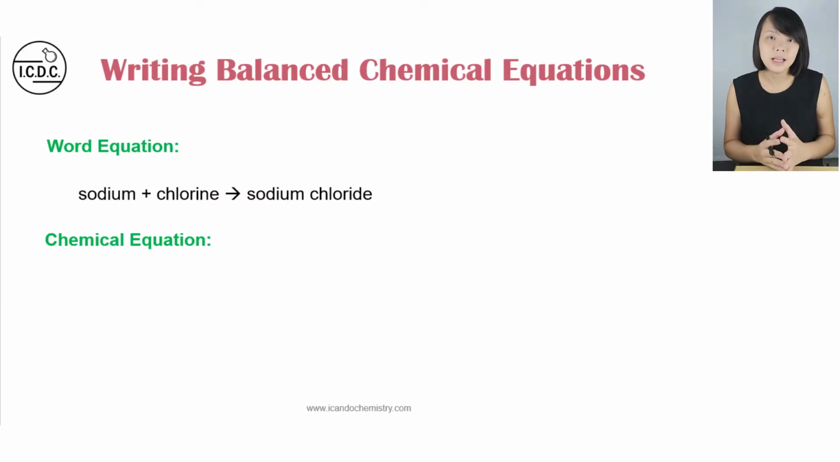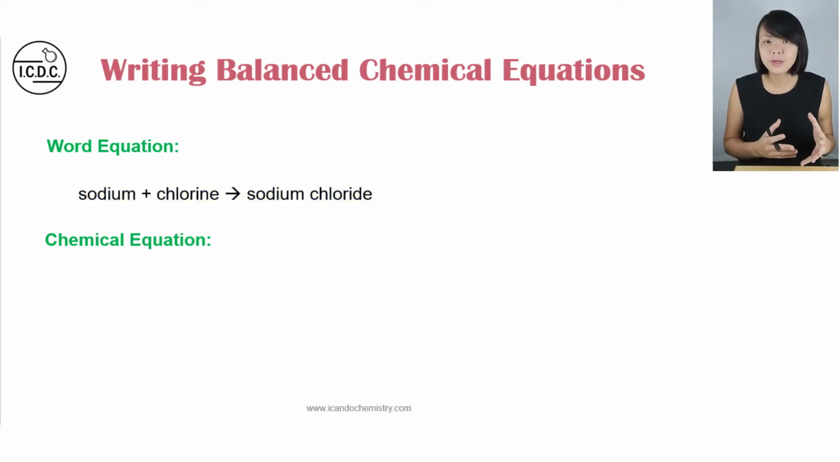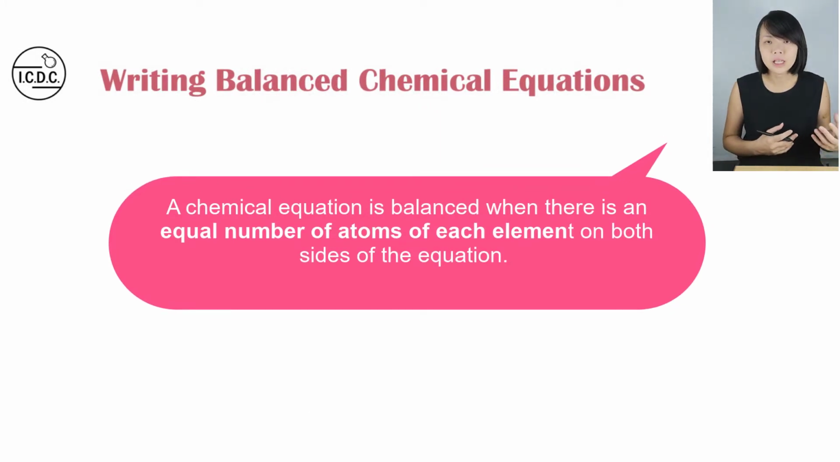Let's take for example the formation of this white solid. It is formed from a reaction between sodium and chlorine to form this chemical substance called sodium chloride, which is commonly known as table salt. So how do we represent this chemical reaction in terms of a chemical equation? And this chemical equation has to be balanced. Now, a chemical equation is balanced when there's an equal number of atoms of each element on both sides of the equation.